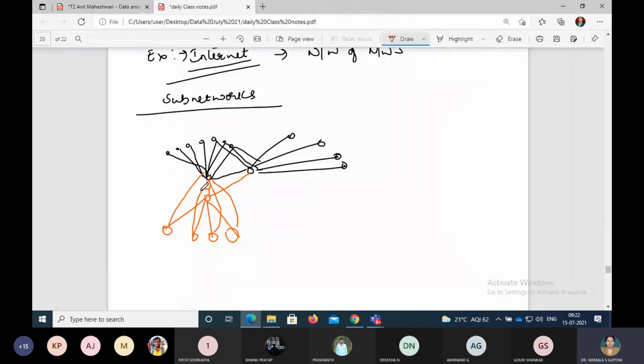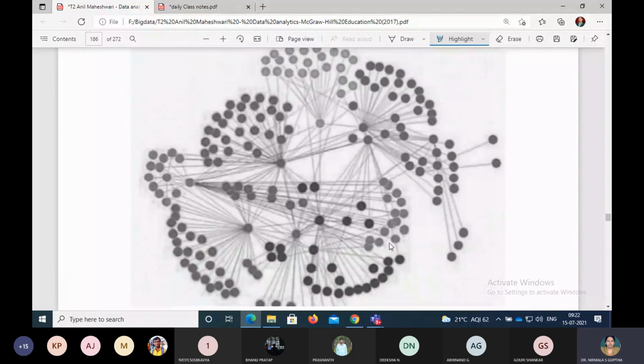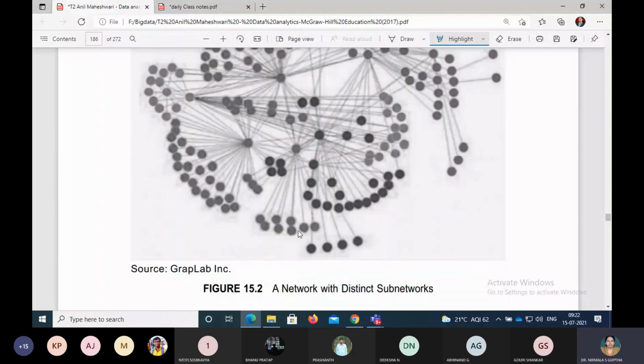So this is my one hub node. Okay, this is my another hub node. This is my another hub node. Similarly, you can find it here: 1, 2, 3, 4, I think 5, 6, 7, 8, 9, I think n number. So 9 only I could count, but there are more than 9 or 10 subnetworks available here. So in that particular case, what happens is a hub node could be representing the distinct subnetworks.